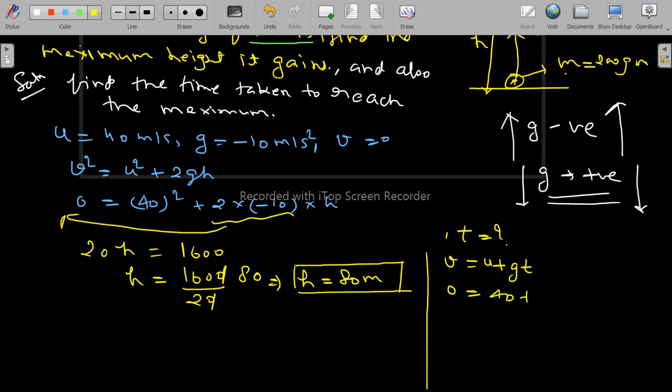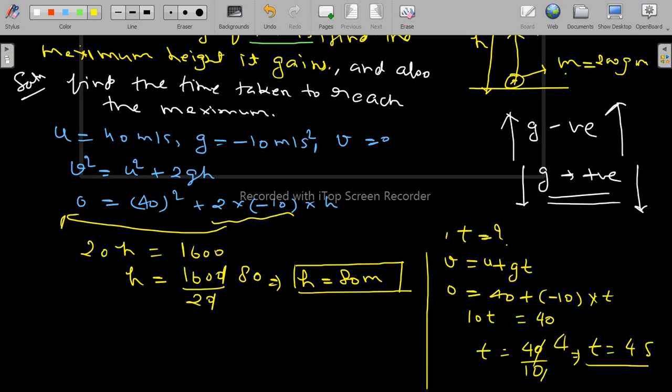This u is 40, and g is minus 10 into t. When you bring this term toward the left side, you will get 10t is equal to 40, and t will become 40 upon 10, which is 4 seconds. It means it will take 4 seconds to reach the maximum height. So this is how you will get the time.